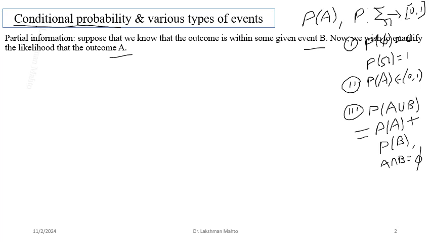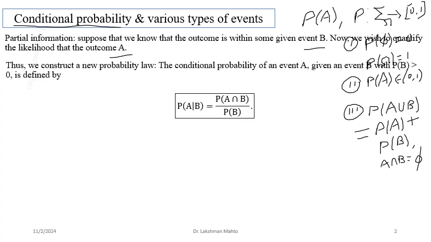We say that the probability of A given B means we are computing how much A is happening within B. Thus we construct a new probability law, where the conditional probability of event A given event B requires that B has positive probability. What does it mean? If B has probability 0, it is impossible to occur. B has probability greater than 0, less than 1. So B is a definite kind of event that will occur. It has already occurred.